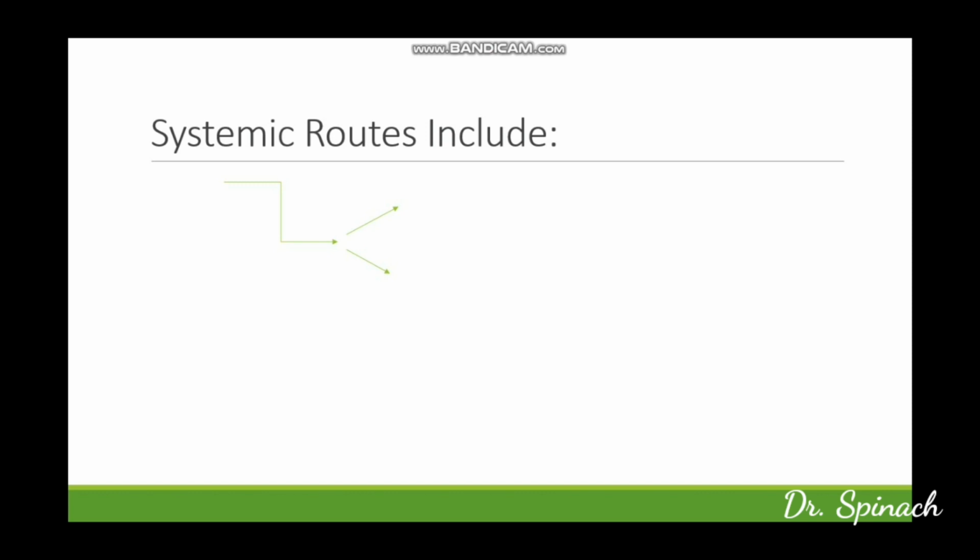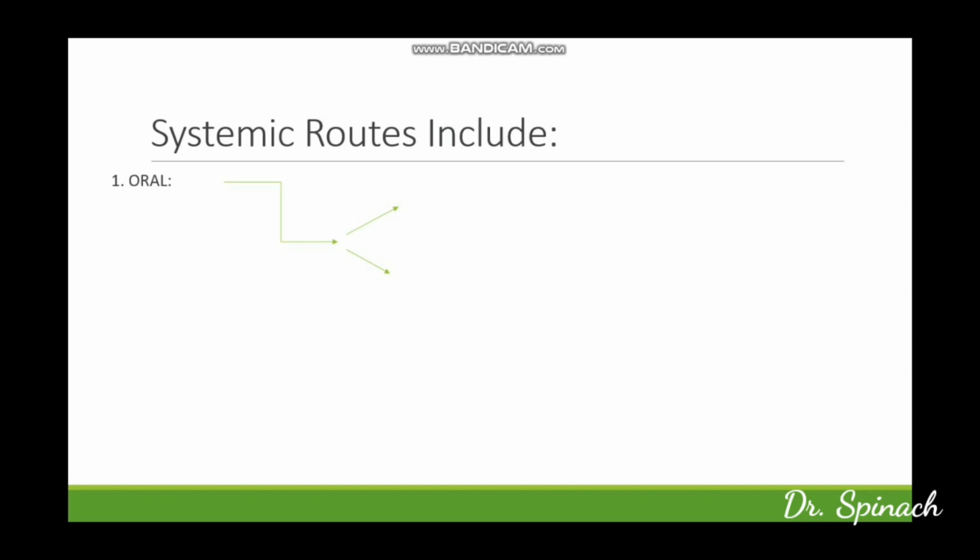Now, let's move on to the systemic routes of drug administration. Okay, so when the drug is administered through systemic routes, it is intended to be absorbed into the bloodstream and distributed all over the body, including the site of action. Let's begin with the most common systemic route, that is the oral route.